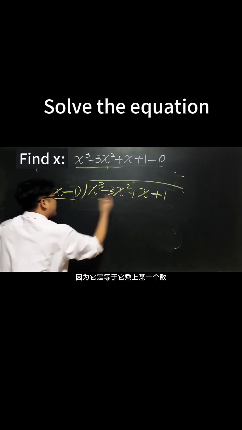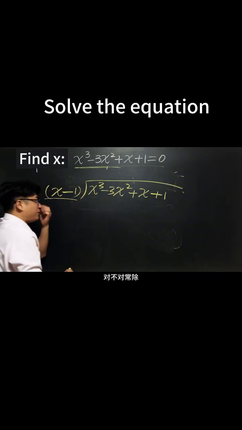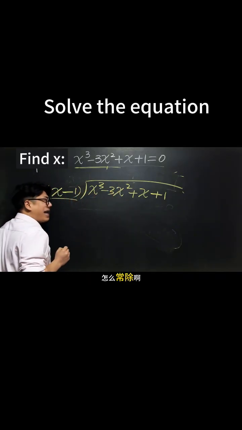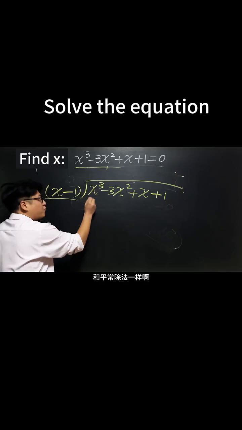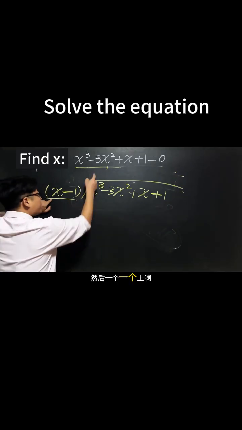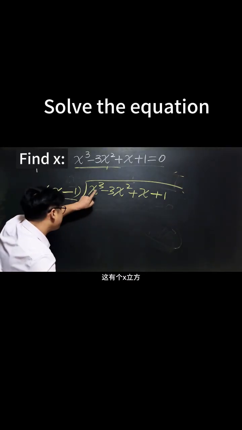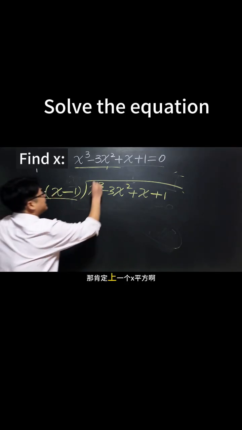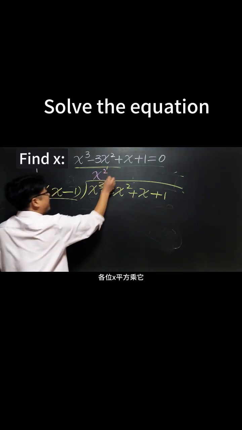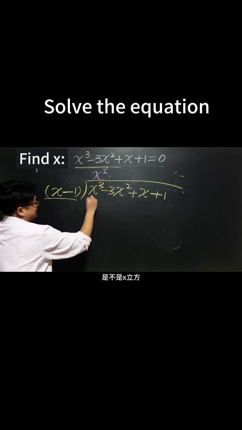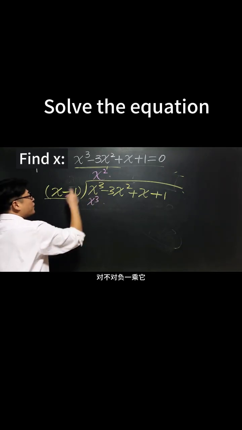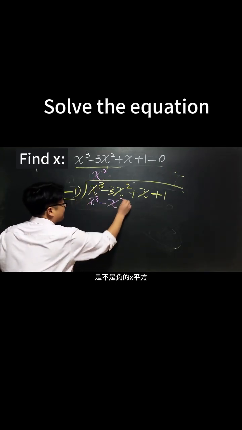Because it's equal to it multiplied by some number, right? As for multiplication and division, how do we do that? Didn't we talk before that it's just like regular division? You bring down one term at a time. Here we have x cubed, and here we have an x. So of course we start with an x squared, everyone. X squared times this gives x cubed, right? Negative 1 times this gives negative x squared, doesn't it?